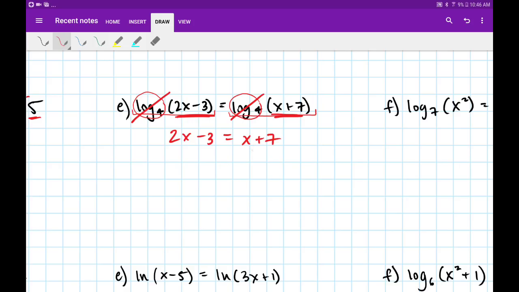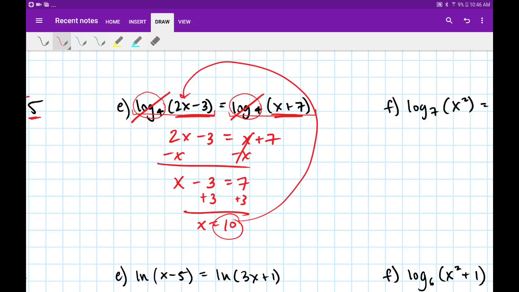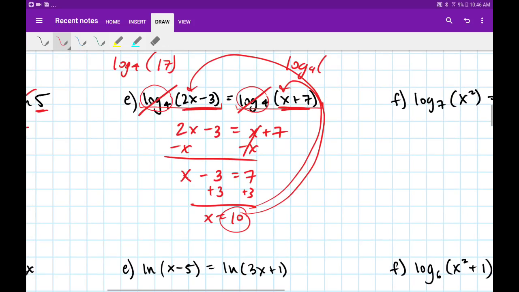So I need to get x by itself. I'm going to minus x on both sides. I'll get 2x minus x is x minus 3 equals 7. And then adding 3, I'll get x should equal 10. And if you want to check it, you can go ahead and plug 10 back in here and here. The left side becomes log base 4 of 2 times 10, which is 20 minus 3 is 17. And the right side becomes log base 4 of 10 plus 7, which is also 17. So log 17 equals log 17. It's true.